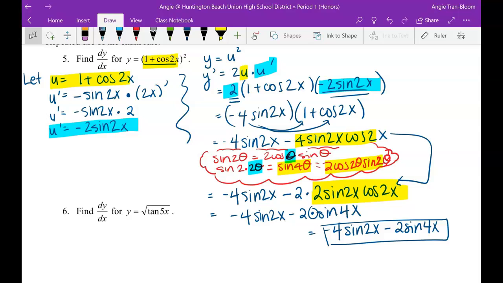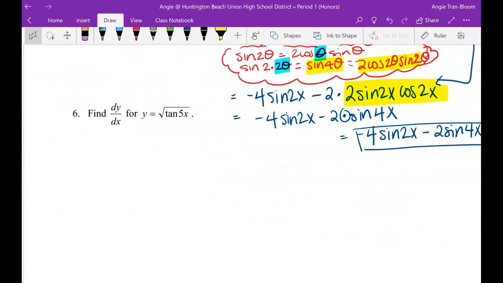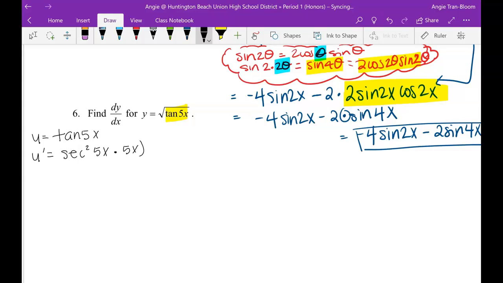Now, let's do the last example in the chain rule section. Again, you have y equals square root of tangent 5x. I'm going to let the inner component be u, so u equals tangent of 5x. Then let's do u prime. U prime is the derivative of tangent, which is secant square of 5x, and I need to multiply, based on the chain rule, the derivative of the inner component, which is 5x.